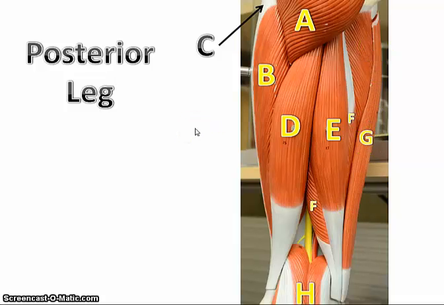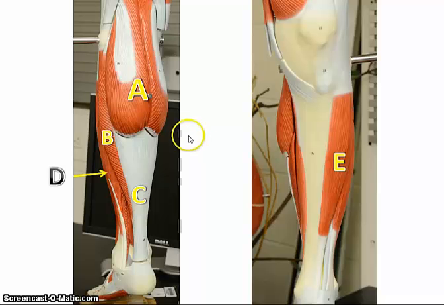Looking at the lower leg, posterior, we have the gastrocnemius, the soleus, which is the deep muscle. On the lateral side of the lower leg, you have the fibularis longus, and then the Achilles tendon, which attaches the soleus and gastrocnemius to the calcaneus. In the front of the lower leg, we have the tibialis anterior.